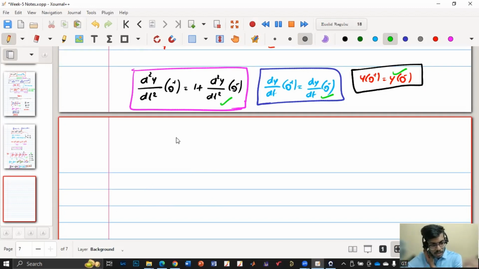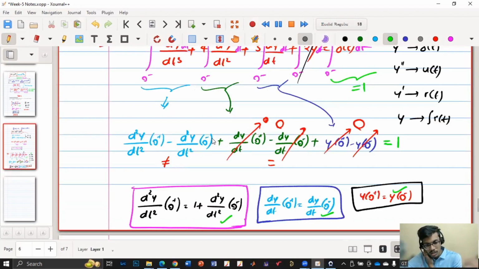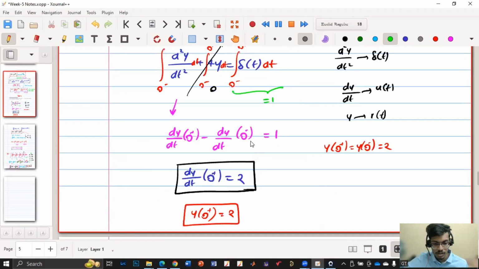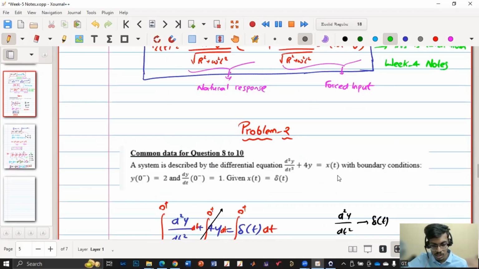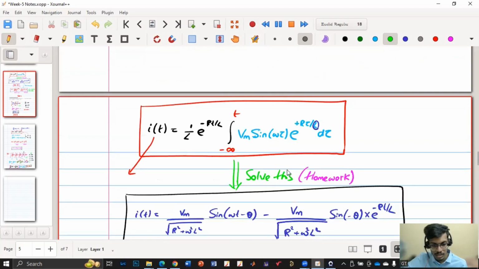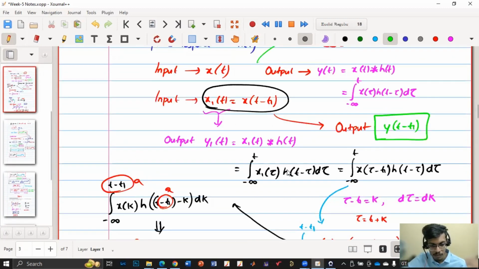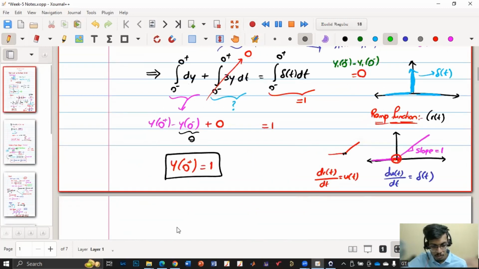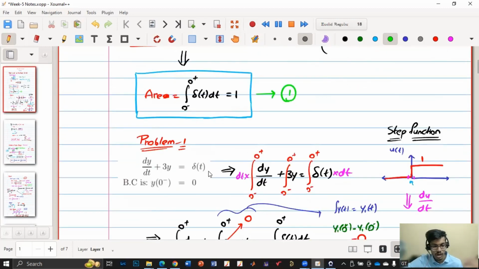I hope it is clear, but you solve more problems, then you will feel more confident, because if you just listen to these lectures, maybe you'll not be appreciating the concept. Just solve these same questions without looking at my solution. You consider this case and you solve it, or you can consider the very basic problem which we have considered at the beginning, and you just try to solve it. Then you will understand why we are considering this boundary condition.